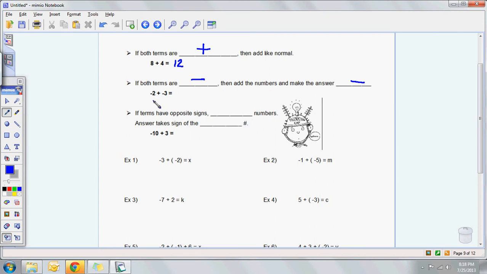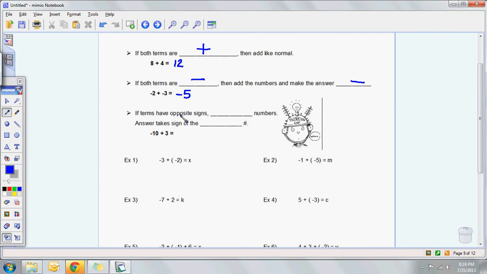So what I mean is, pretend those negatives aren't there for a minute. What is 2 plus 3? Well, it's 5. So I added those, but they're both negative, so I have to make it a negative 5. So if I have negative $2, and then I owe a more negative 3, then I'm going to owe negative 5. So I always like to think of it in terms of money. So there's our second rule.